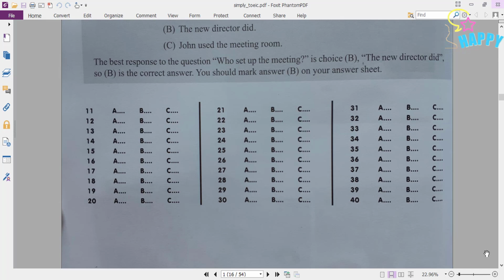Number 13. Isn't it past its sell-by date? A. No, right on time. B. Yes, it was. C. No, not until Friday.